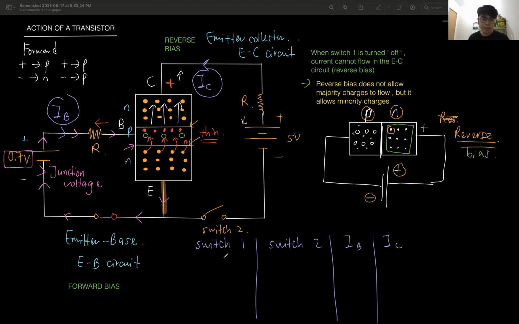When switch 1 is closed, switch 2 is closed, is there any current flowing in the base, IB? No. No current. And this one also, no current.